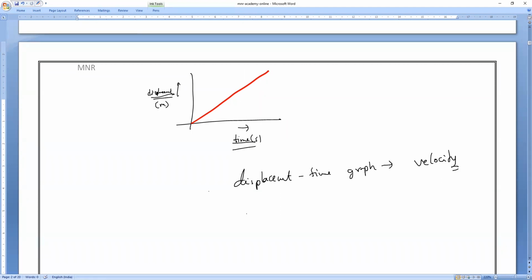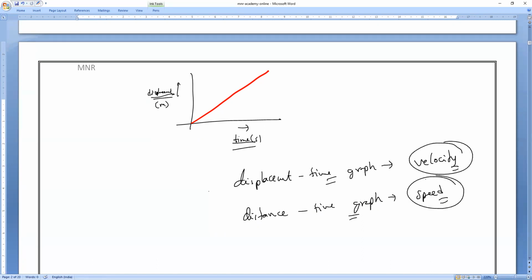So instead of displacement, I take distance. A distance time graph, what will it give? Speed. A distance time graph will give you speed. Sir, how to find it? For both a displacement time graph or a distance time graph, to find the speed or velocity, we have to find the slope of the graph. The slope of a graph will always give you either velocity or speed.